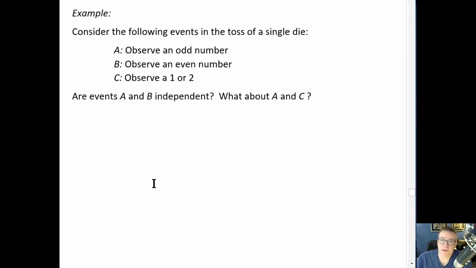So for an example, consider the following events in the toss of a single die. Event A is that we observe an odd number. Event B is that we observe an even number. And event C is that we observe a 1 or a 2. Are the events A and B independent? What about events A and C?